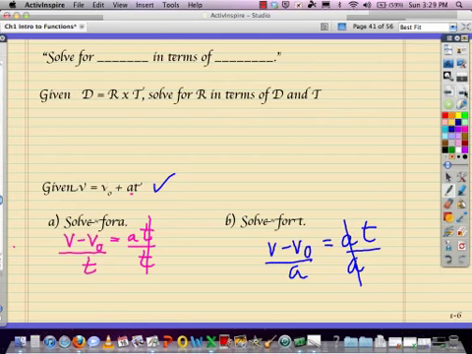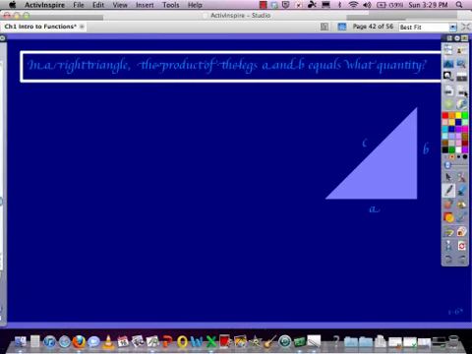All right, from here, if we had a right triangle as our scenario, in this one, we want to find the product of the legs a and b equals. So in a right triangle, the product of the legs a and b equals what quantity? You've got to think about your triangle rules and the different formulas you've had that use the legs of the triangle. So this is a real world problem trying to pull in some formula work.